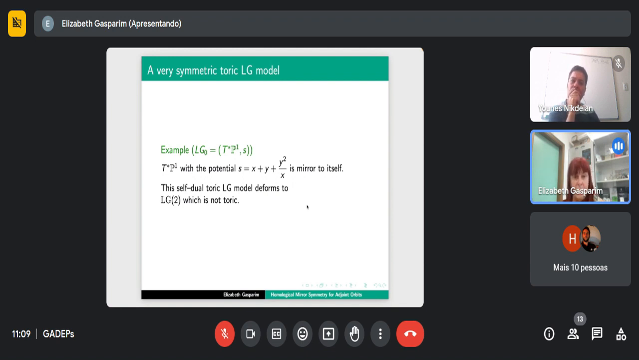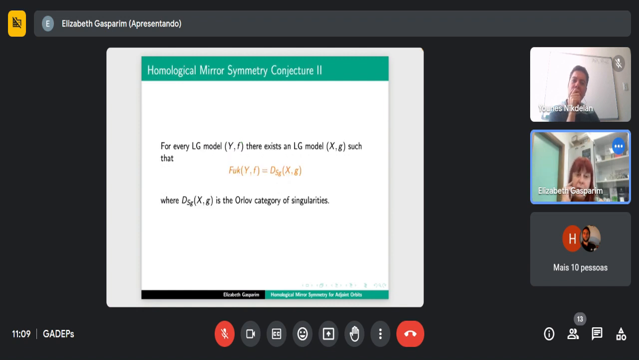Okay, so let's think of pairs then, not just a projective variety, but a projective variety with a potential on it too. So now it's Landau-Ginzburg model to Landau-Ginzburg model. That's what Patrick Clark really showed, in his PhD thesis.